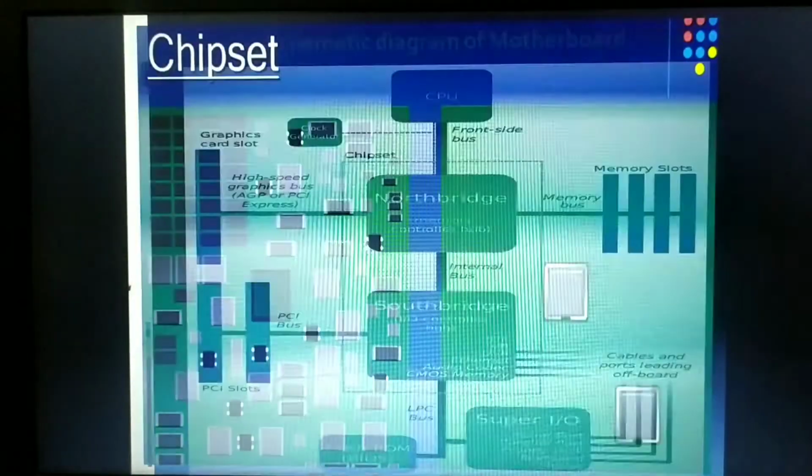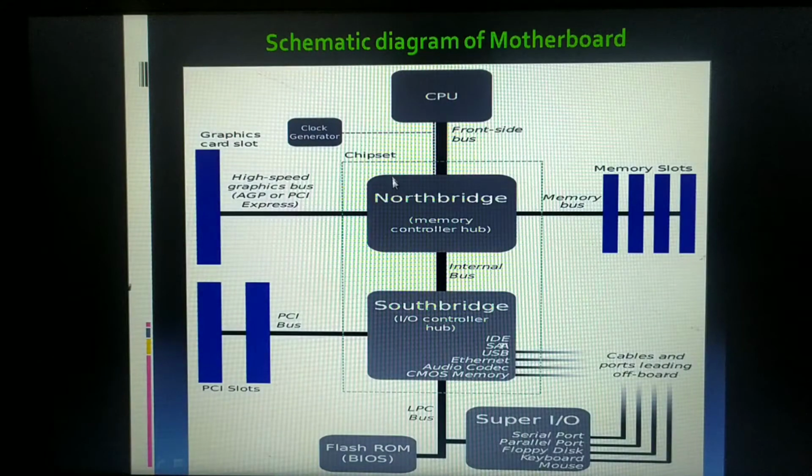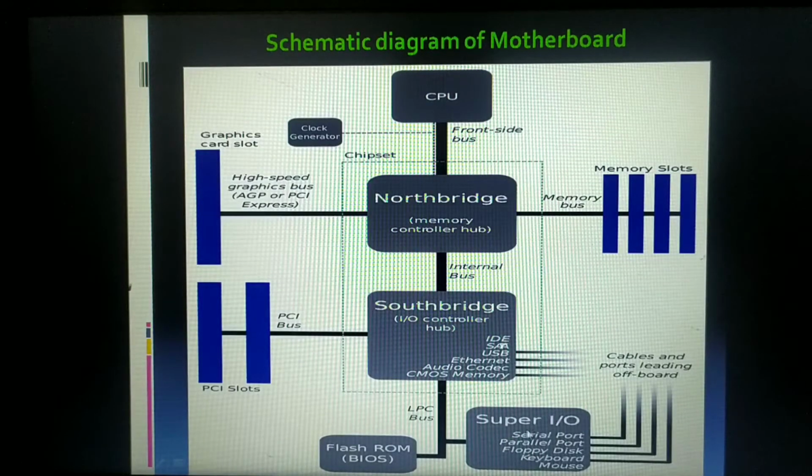I'll just show you the schematic diagram of the motherboard. These are the various kinds of components that are mounted on the motherboard, such as the CPU. Memory slots are nothing but the RAM slots. We have the north bridge chipset and south bridge chipset. Then we have slots like AGP slots and PCI slots. The south bridge is connected with the BIOS. Then we have SIO chips, that is super input output chips. So this is the schematic diagram, showing the major components that are mounted on the motherboard.